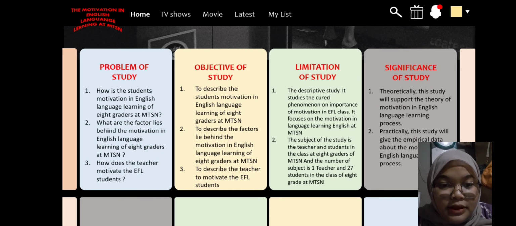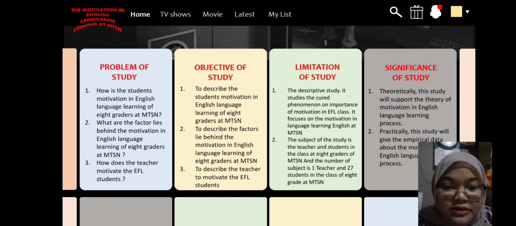The problems of the study are: 1. How is the student motivation in English language learning of 8th grade at MTSN? 2. What are the factors that lie behind the motivation in English language learning of 8th grade at MTSN? And the last, how does the teacher motivate the EFL students? And next is the objective of the study.